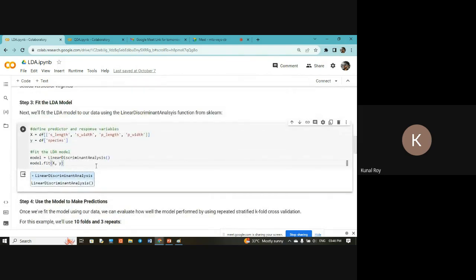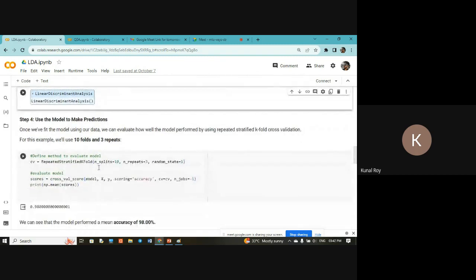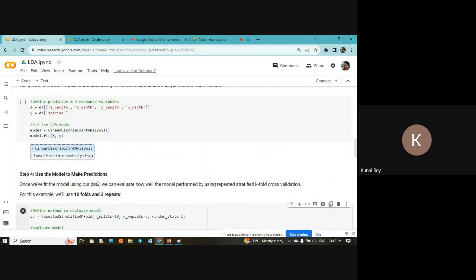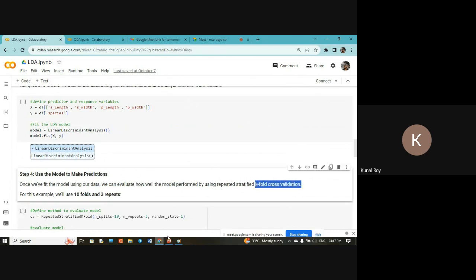Now I already explained this. After doing some discriminant analysis, there are some accuracies coming like 0.98. Now why is this accuracy coming? Here is one more concept, the step 4 of linear discriminant analysis, that is k-fold cross validation. This is very much important. Before explaining step 4, I will explain what k-fold cross validation is.